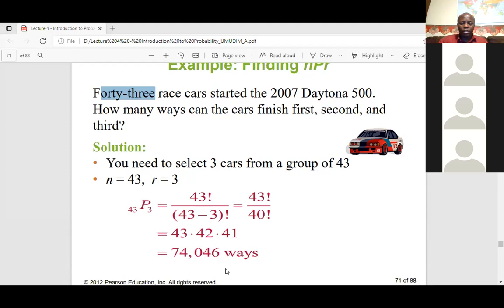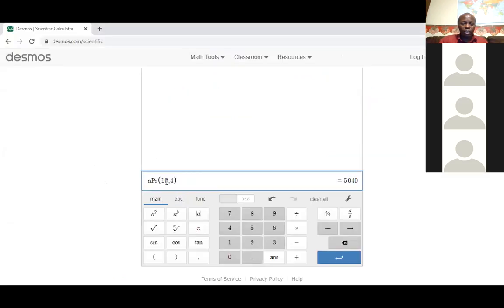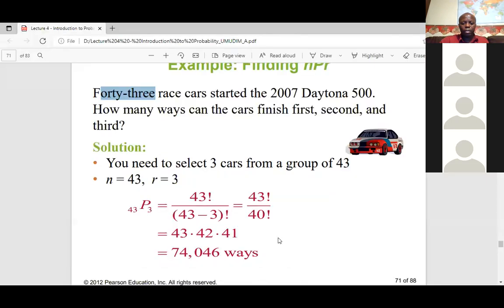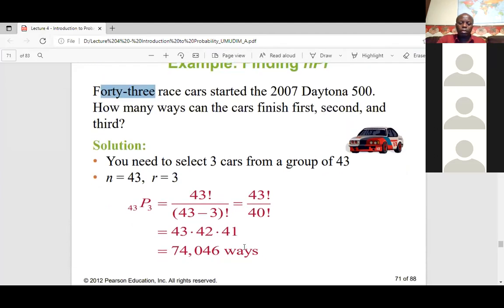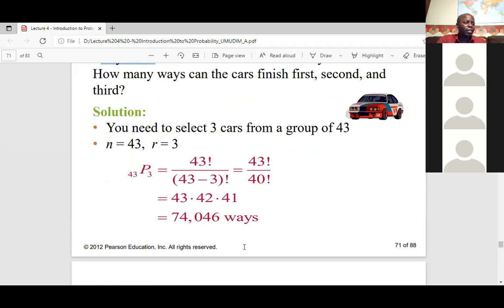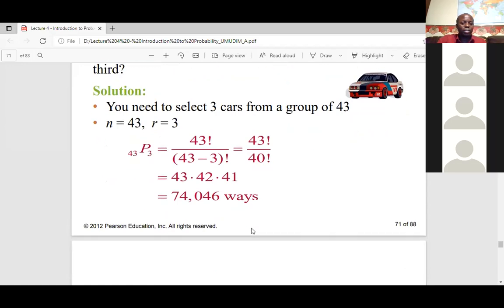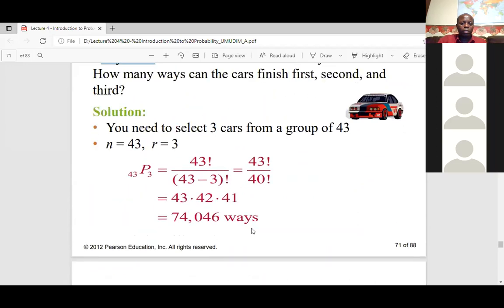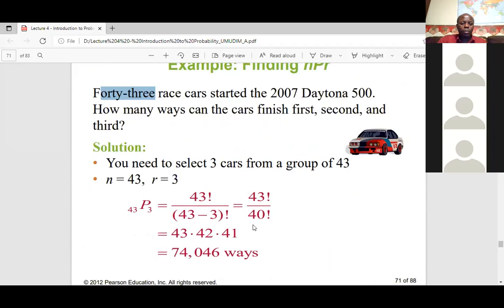So you can put it in as 43. If you go to your calculator, 43 nPr is already here. 43, comma, and then 3. That will give you an answer right away. 74,046. You can see it's right there. 74,046 ways. Questions? No. Okay, good. Ms. Ford, you there? On that problem, how did they get the 40? They did 43 minus 3, right? Yeah, 43 minus 3 is 40. Okay, I got you.